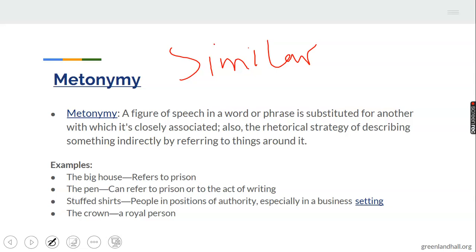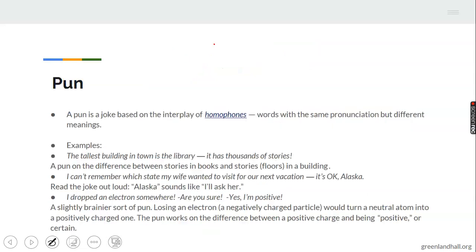Then, stuffed shirt. Stuffed shirt is always people in position of authority, especially in a business or office setting. I tell you, that guy is a stuffed shirt. That means the guy is in authority. Then the crown, I told you the crown means a royal person. Can be a king, a queen, a prince, a princess. When I tell you she belongs to the crown, that means she belongs to a royal family.